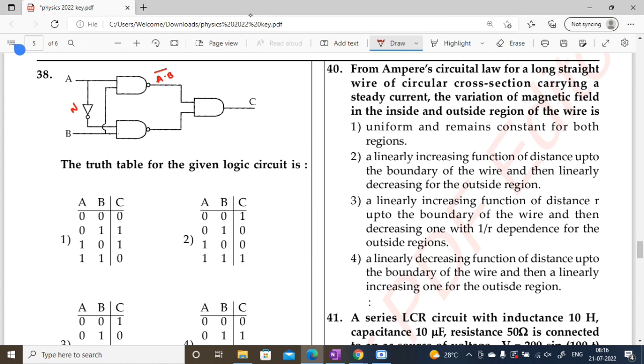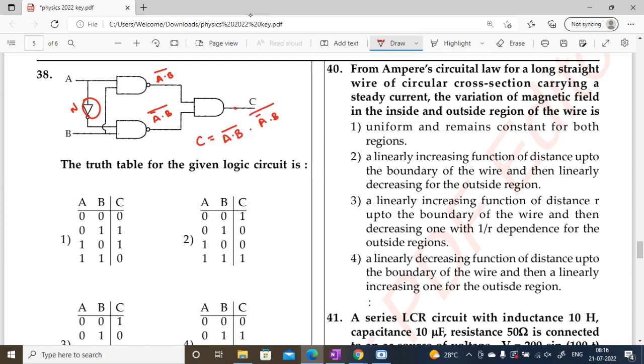And here one input is A complement, and the other input is directly B, and the output is a NAND, so we take a complement. So A complement multiplied with B, as a whole complement, and the output here will be Y, or C. They're giving the C, so let me use C directly. So C will be given by A dot B complement multiplying A complement dot B, whole complement.